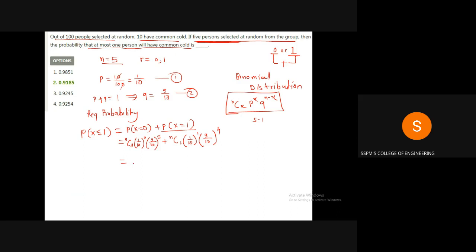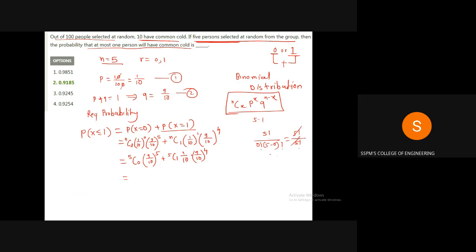Now, what is the value of n? We should have already put that. So 5C0, 1 by 10 raised to 0 it is 1, 9 by 10 raised to 5 will remain here. Plus 5C1, 1 by 10 into 9 by 10 raised to 4. So what is the value of 5C0? 5C0 means 5 factorial divided by 0 factorial into 5 minus 0 factorial, which is equal to 5 factorial divided by 5 factorial. So they will get cancelled.